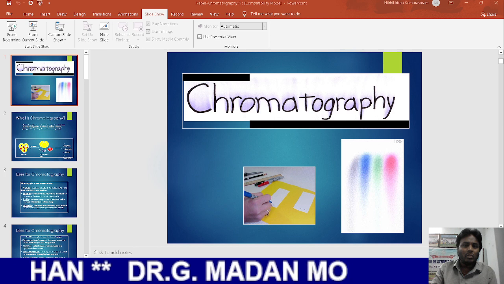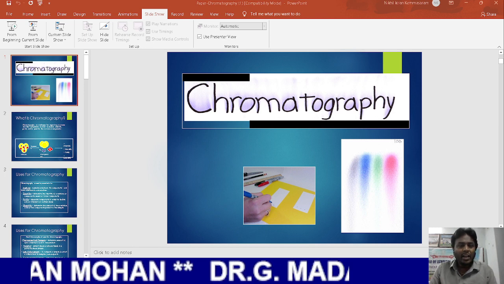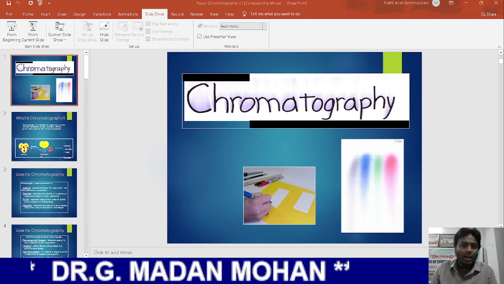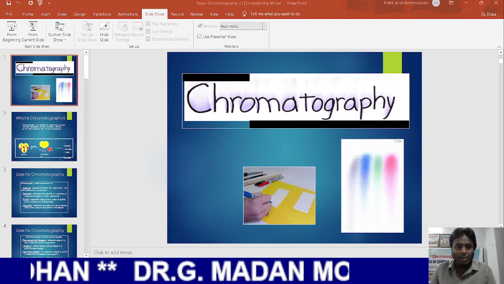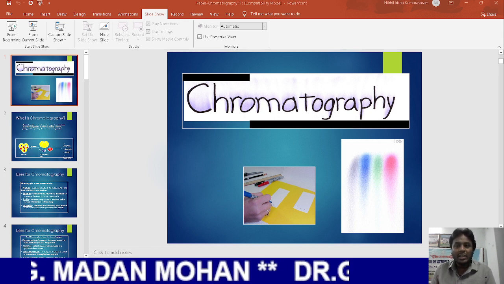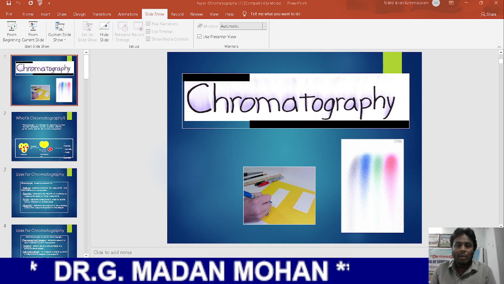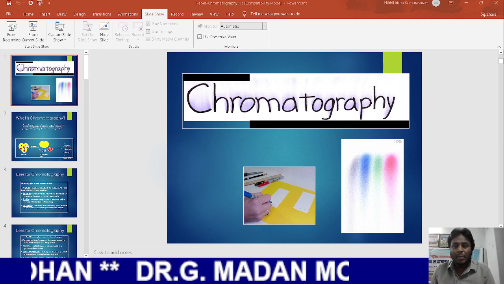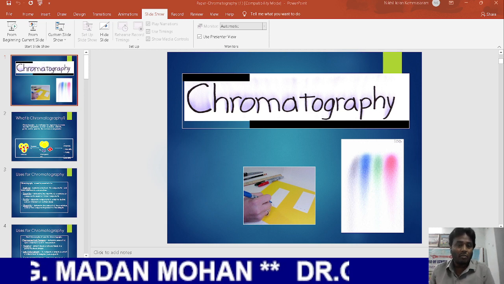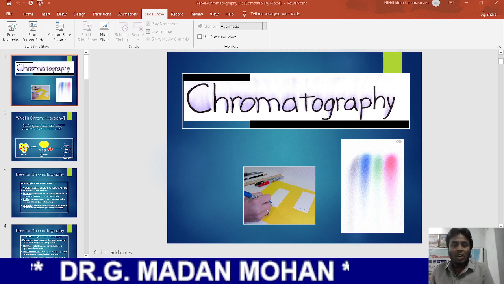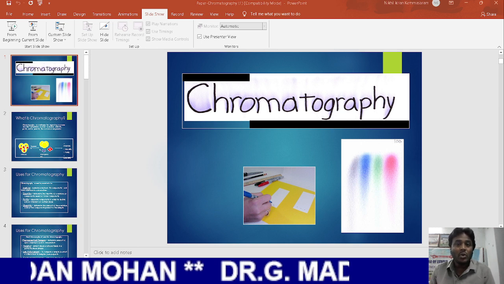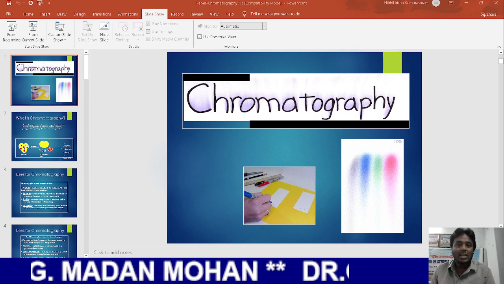You can see a mixture here. You can see yellow colored, red colored and blue colored components, all in mixture form. When subjected to chromatography with the help of stationary phase and mobile phase, you can see the yellow, red and blue color components are separated into individual components. This is the use of chromatography. A mixture can be converted into components with the help of the stationary phase as well as the mobile phase.